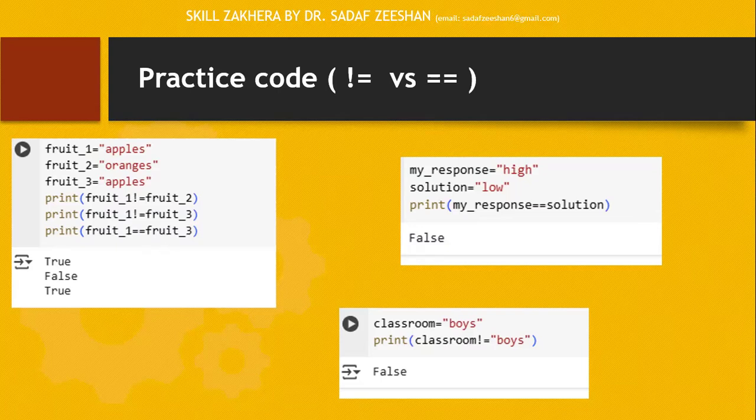In the second case, my response is equal to high, solution is low. So I want to print if my response is equal to my solution. And as you can see, high is not equal to low, so the display is going to be false. Another example, if I have classroom which says boys, I want to print classroom is not equal to boys. So this is going to be false because it is actually equal to boys. We have assigned the value of classroom equal to boys.